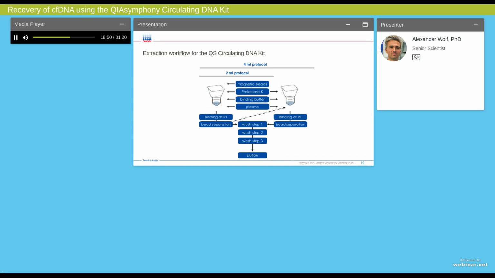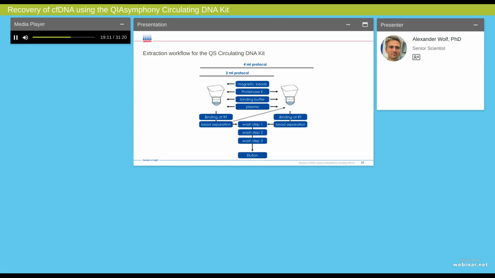This slide shows the extraction workflow for the cell-free DNA application for the standard protocols for 2 ml and 4 ml sample input volume on the QIAsymphony. The 2 ml protocol starts with the binding step, which contains an aliquot of 2 ml sample volume, binding buffer, proteinase K for digestion of DNA protein complexes, and the magnetic beads.